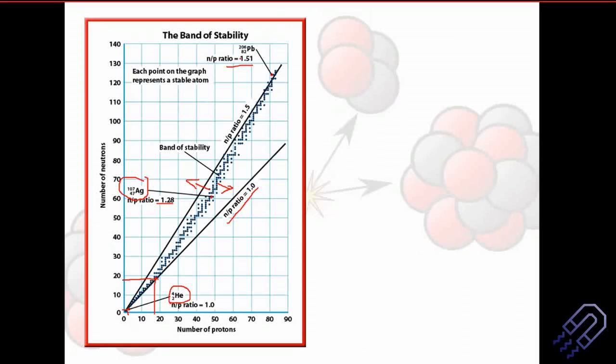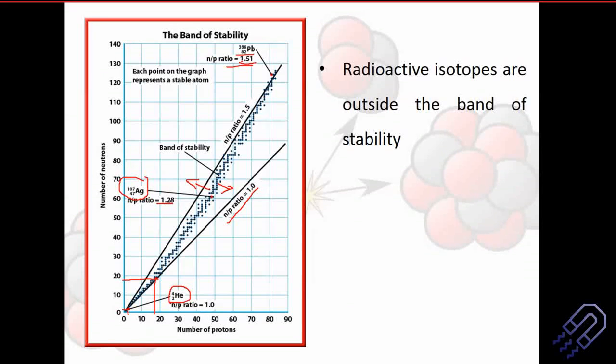But if it goes beyond this, see, lead is not the ultimate element. You have elements after that, right? You have other radioactive elements, let's say plutonium or uranium, or thorium. All of them have a greater value of A, not 206; they are much more than that. So they are unstable. That means if the N by P ratio becomes more than 1.51, that means neutrons are more than protons, then that is nothing but unstable. Please remember this, why it is unstable. So radioactive isotopes are outside the band of stability.